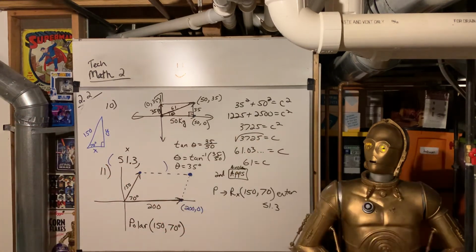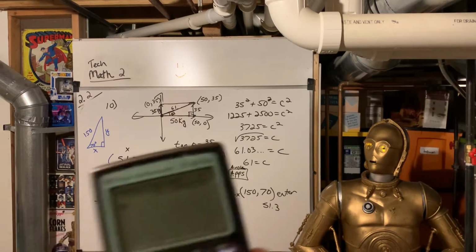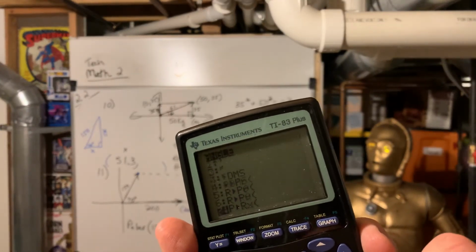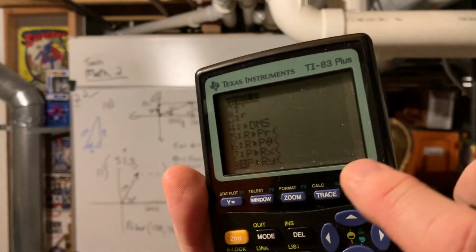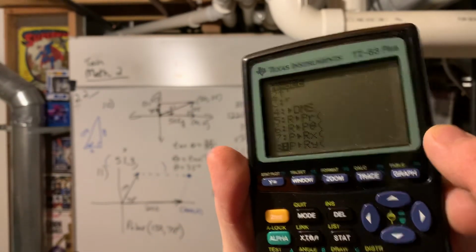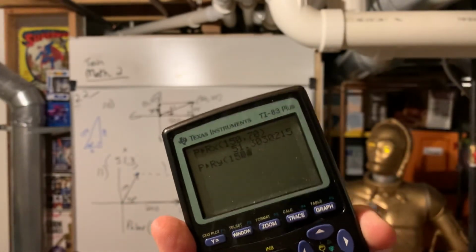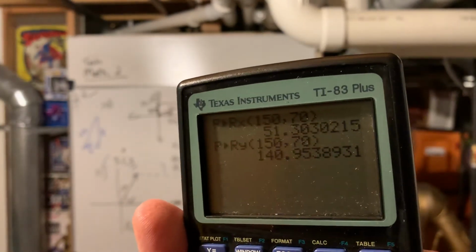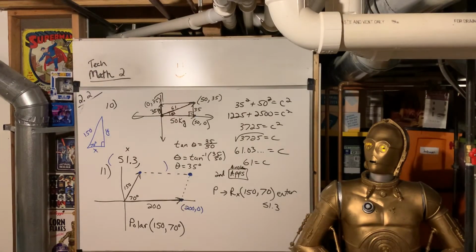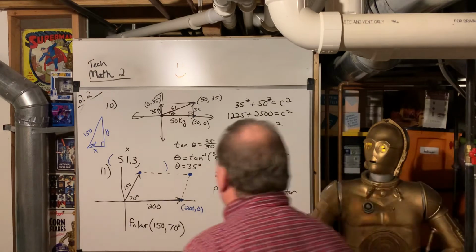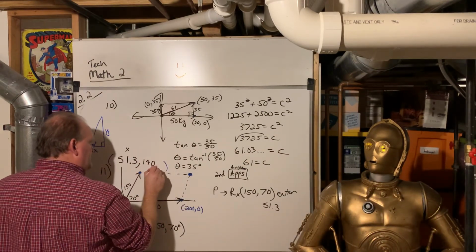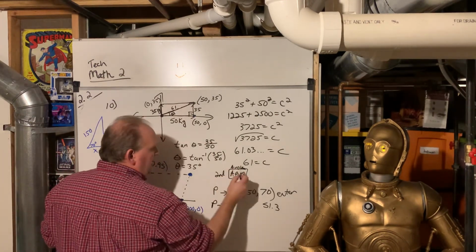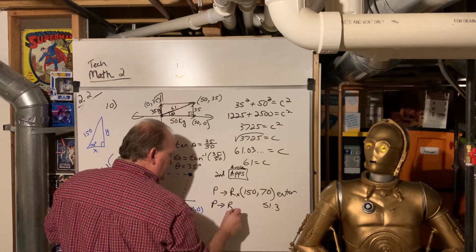Now I'm going to do the same thing. After you get the hang of this, it actually goes pretty quick, okay? So let's do another one. We're going to do second angle. We're going to go down, and you have to click the down arrow one more time to see polar to rectangular Y. Hit enter. And now you type in the 150, 70 again. And there it is, 140.95.